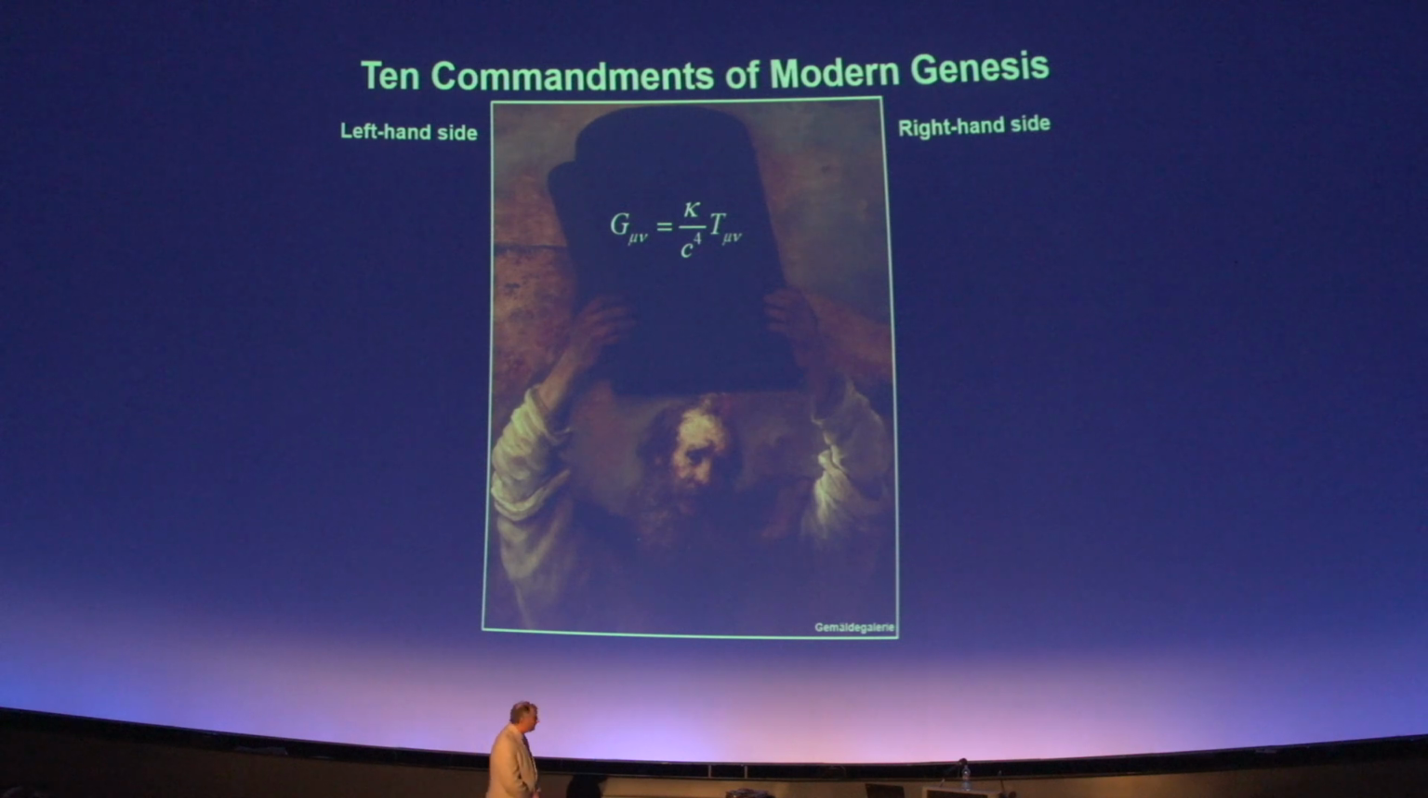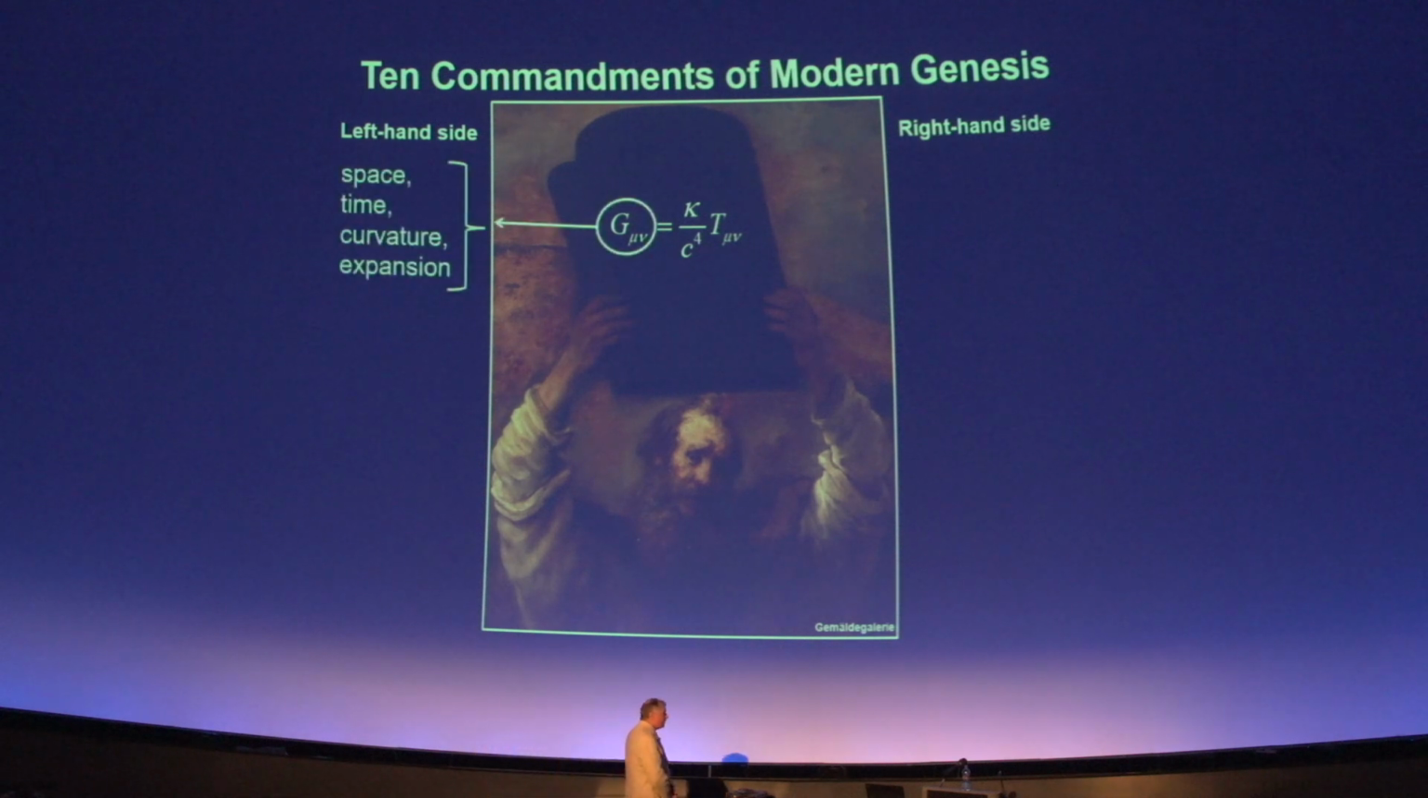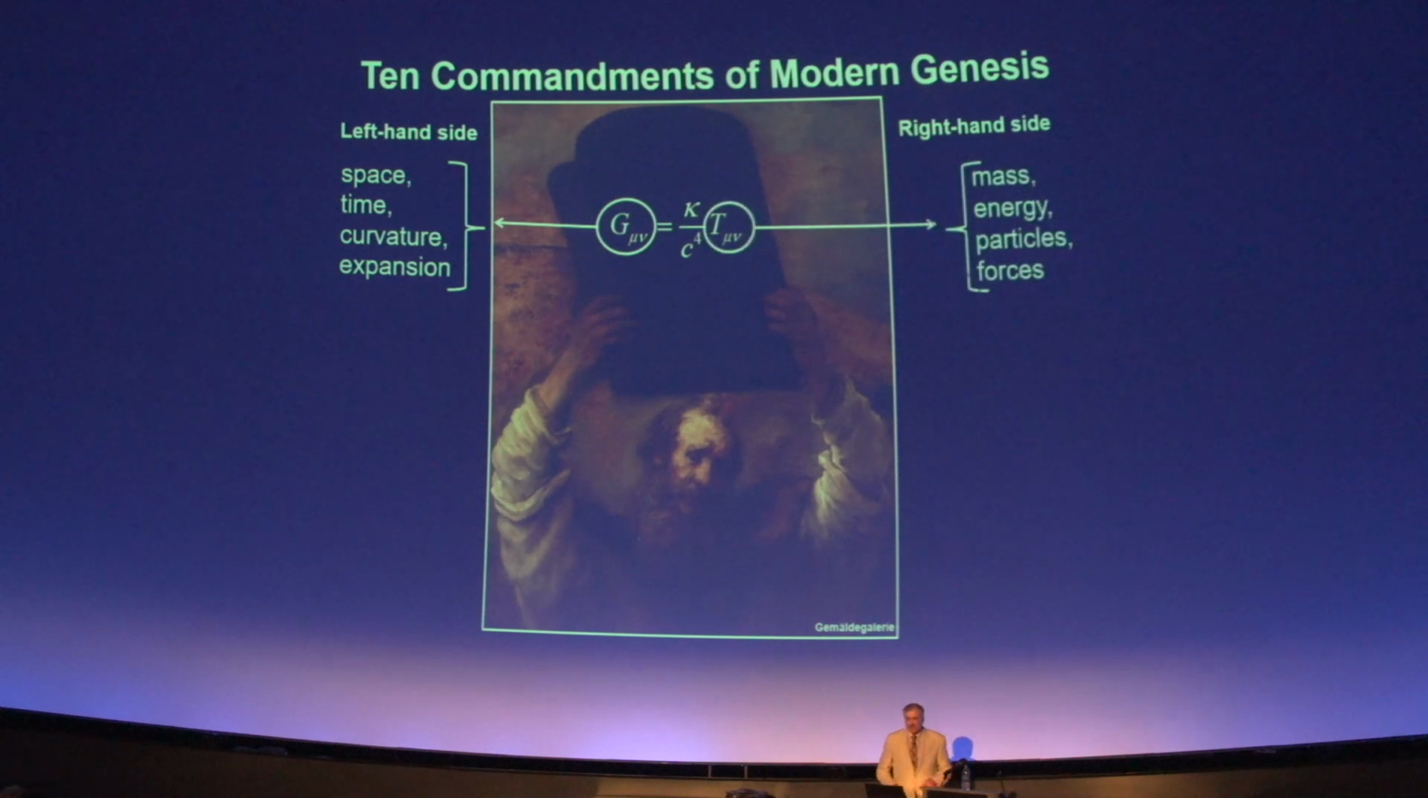That's not so tough. On the left-hand side of the equation is everything that describes space, time, curvature, warping of space and time, and the expansion of space. And on the right-hand side is all of the information about the distribution in the universe of mass, energies, particles, and forces. So Einstein's theory connects the curvature and how space and time behave with how mass and energy and particles and forces are distributed in the universe.